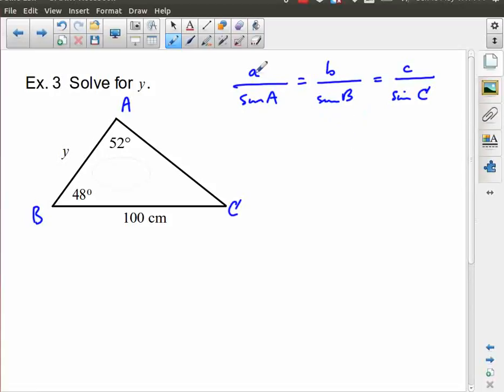Okay, so let's see what I've got here. Do I have the side length a? I do. It's down here. It's 100. Do I have the angle a? I do. It's 52 degrees. So that's a good start.